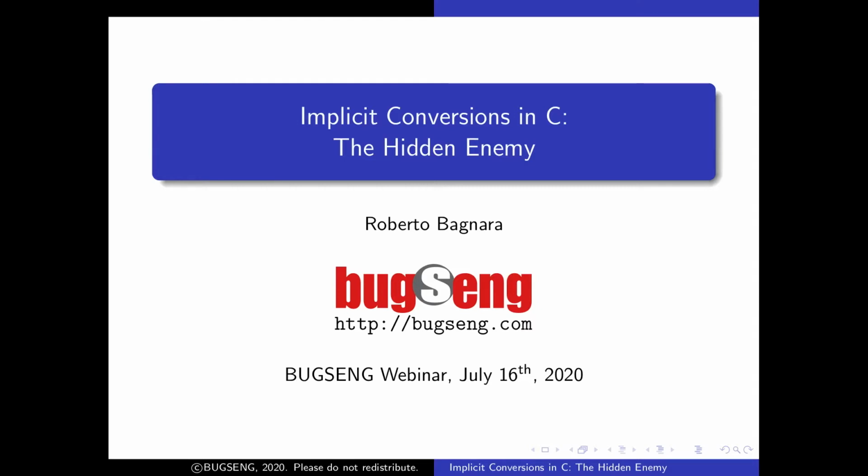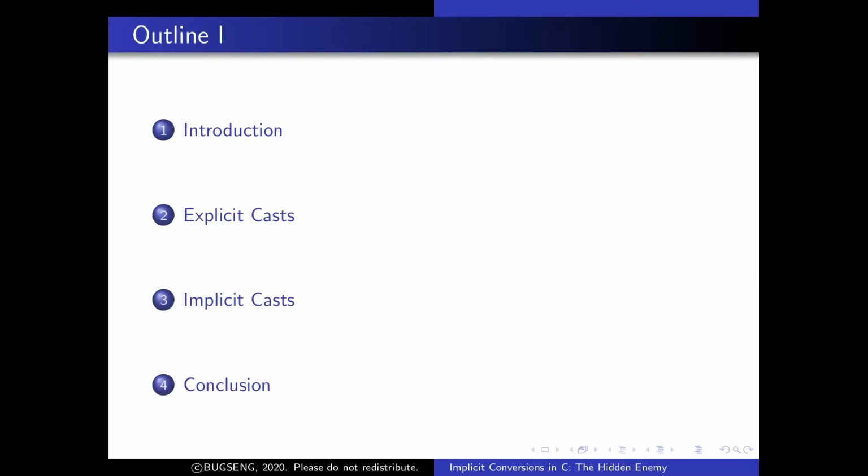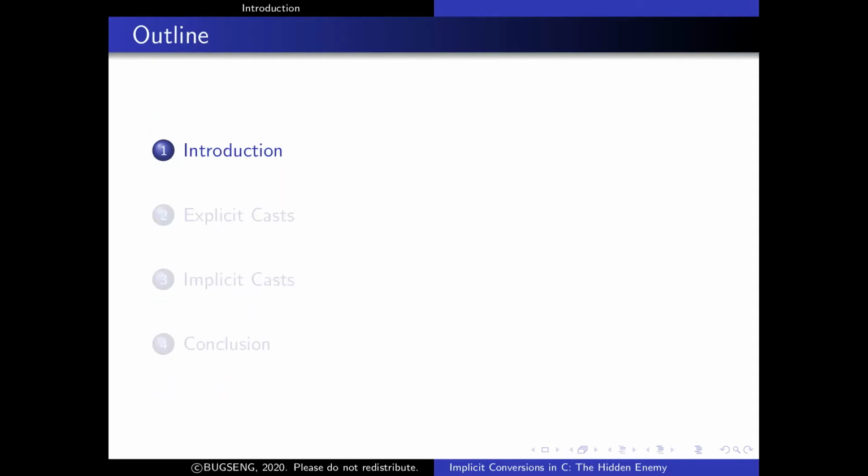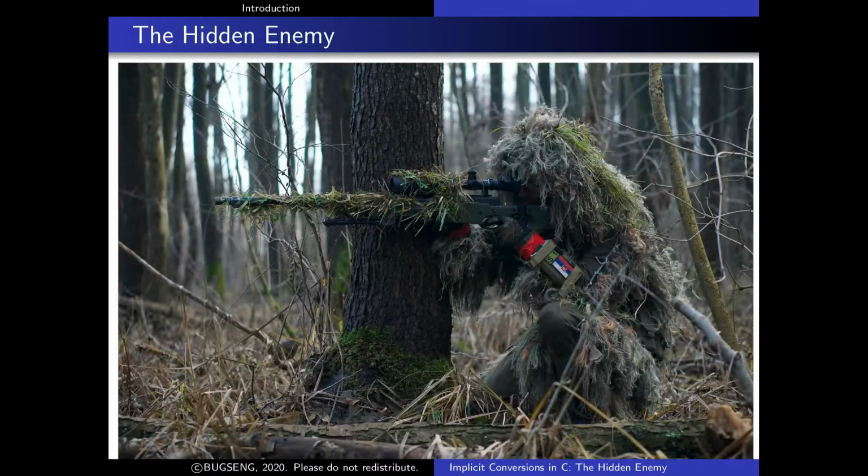So let's start with this webinar of today, which is, I think, very interesting and very instructive. So here is the outline of the webinar. I will start with an introduction to the problem. Then, in order to explain implicit casts, I have to review explicit casts a little bit. And so the section on implicit casts is the main one. And then I will draw some conclusions. So let's start with the introduction. The subtitle of this webinar is a hidden enemy.